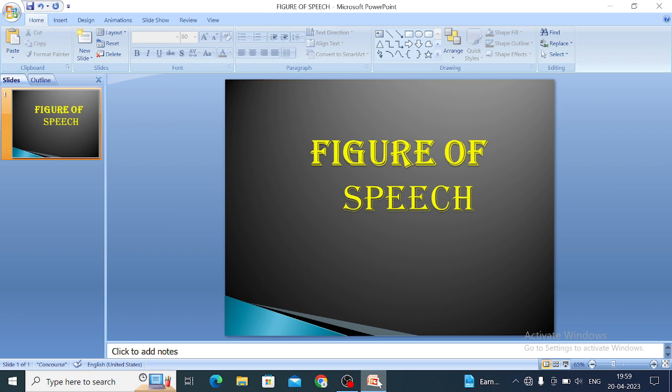Another example is from Tintern Abbey. Five years have passed, five summers, five long years. Again and again, the word five came here. So this is called anaphora. And this anaphora is opposite to epiphora. In epiphora, this repetition comes at the end of the line. Example, the government of the people, by the people, for the people. So the words "the people" come at the end of the line. This is epiphora.